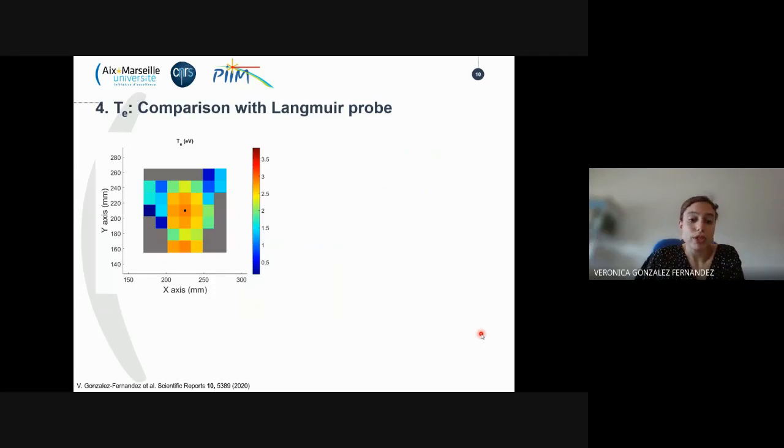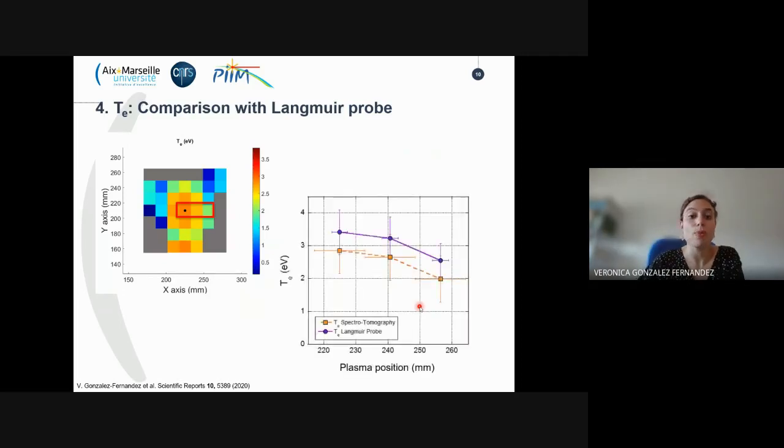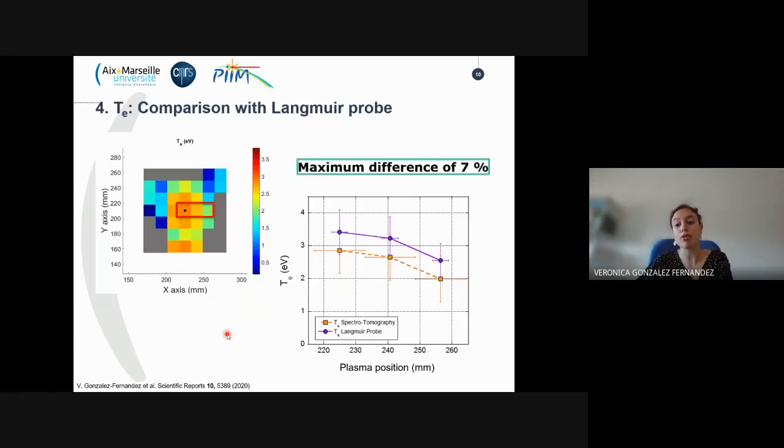Of course, to be sure that our measurements were accurate, we have compared the values of the central row with the values obtained via the Langmuir probe. And as we can see, the two sets of measurements are in very good agreement, with a maximum difference of 7%. So our measurements are good and accurate.